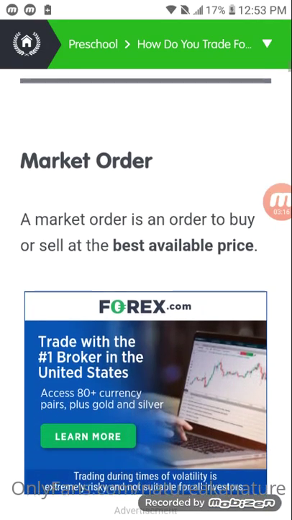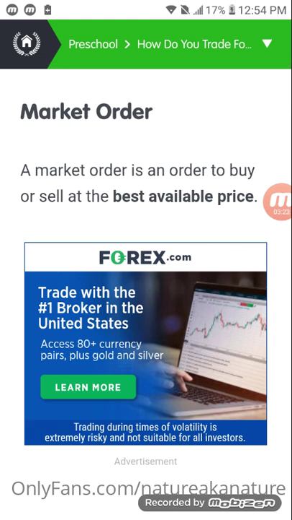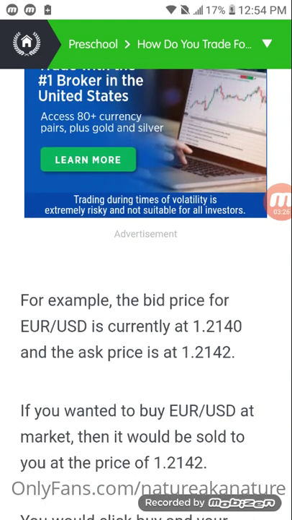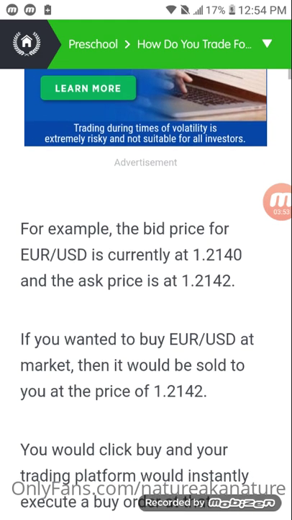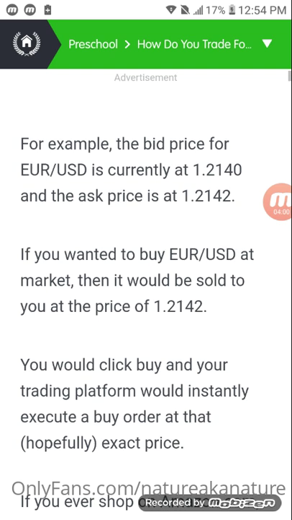With a market order, you can buy or sell at the best available price, wherever the broker gives you. For this example, the bid price for EUR/USD would be 1.2140, and the ask price would be 1.2142. Remember, the bid price is for the base currency Euro, against USD. So if you wanted to buy EUR/USD at the market, you would buy at the price of 1.2142.